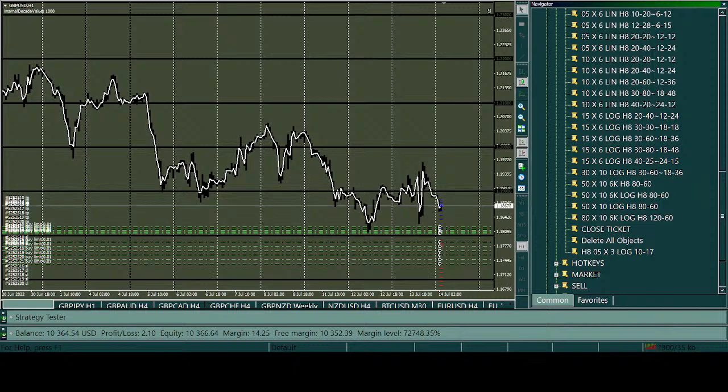Same thing on the pound. I'm expecting it to crash. This is the NASDAQ tick chart over here going nuts. Pound doesn't look like that. Pound's pretty tame compared to that.